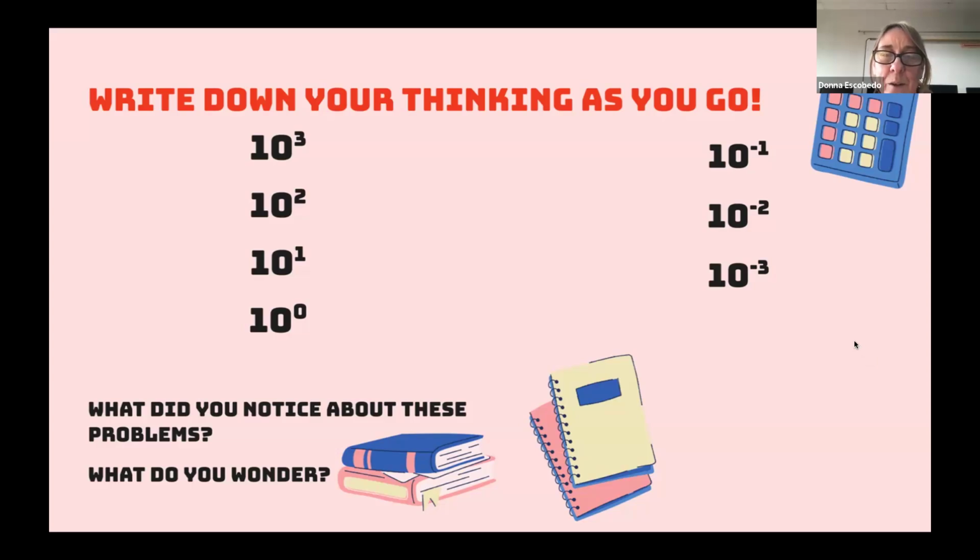So what could we say is happening with these patterns? Going more negative. Continuing with dividing by 10. Nice. So that repeated division. If we went 10 to the negative 4th, we would get even smaller.